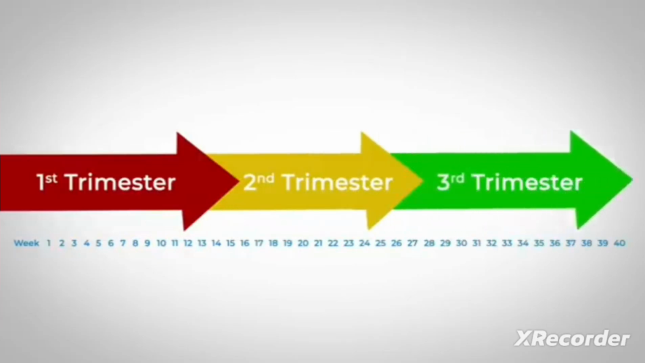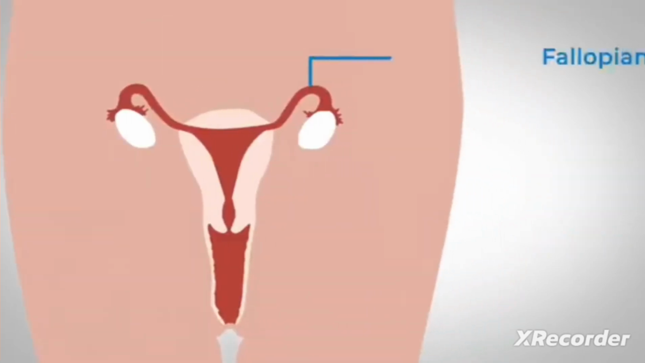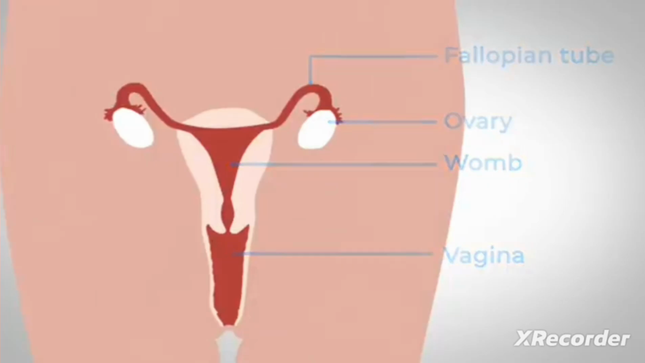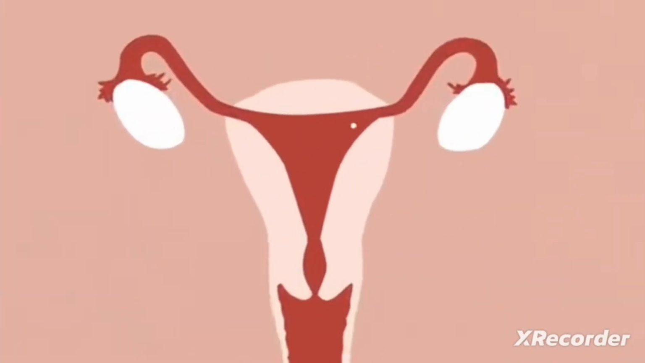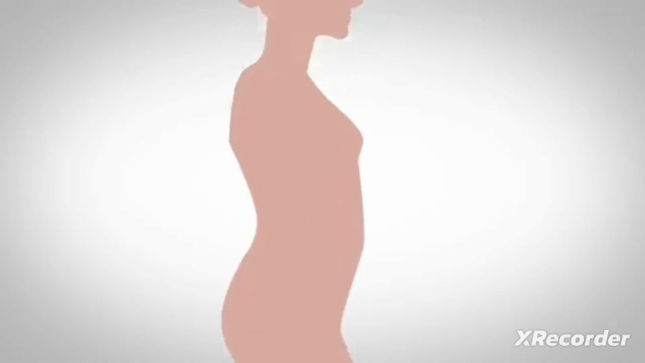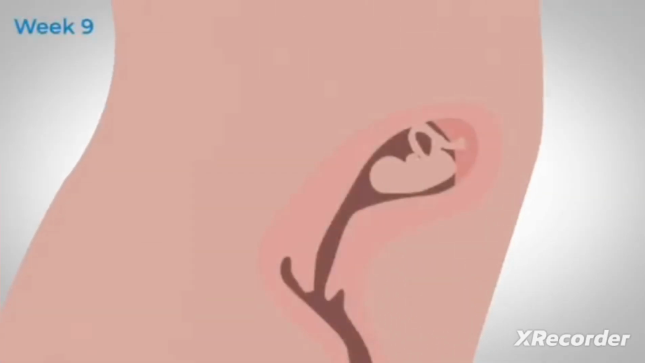Here you can see the fallopian tube, ovary, womb, and vagina. A fertilized egg will develop and grow in your womb and is known as an embryo in the early weeks of pregnancy. By week 9, the embryo has developed into a fetus. At this point, most of your baby's organs, including the heart, are forming.